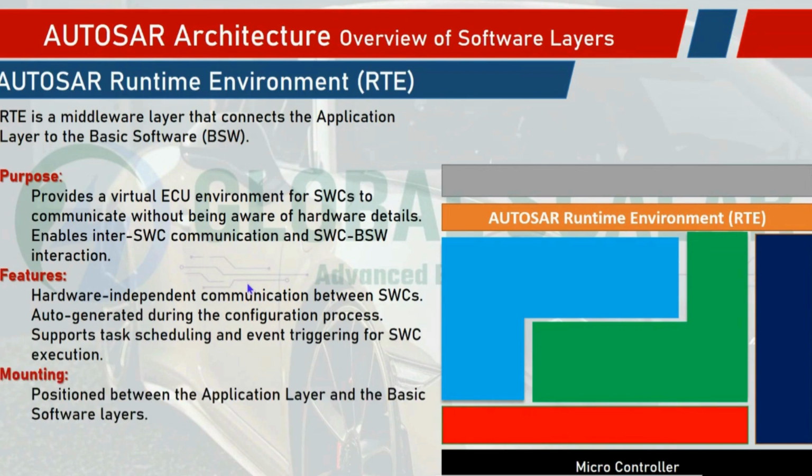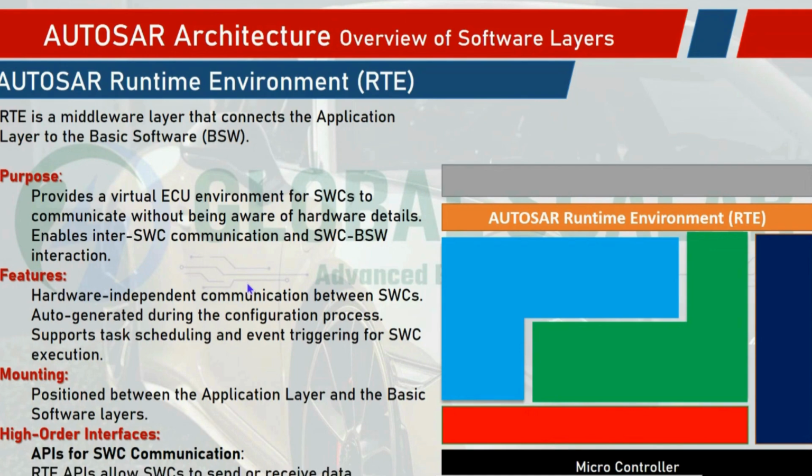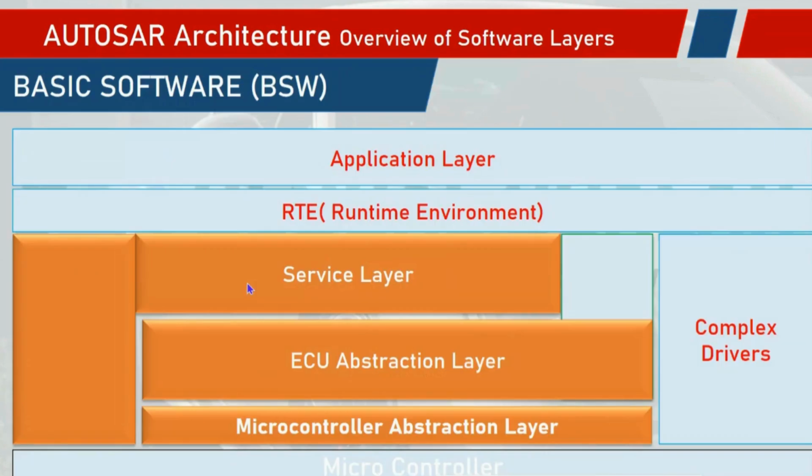And how this RTE is mounted: it is positioned between the application layer and the basic software layer. Mainly, how the interfaces will be configured is with the help of APIs and SWC communication. For the application, we have ports, provider and receiver ports, but for the RTE, we have the APIs for communication with the different layers. Here we have the RTE APIs, which are used to connect with the SWC to send and receive the data.